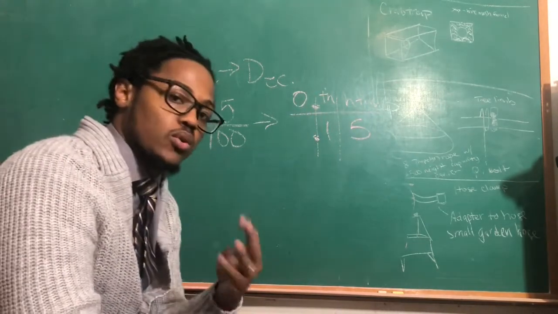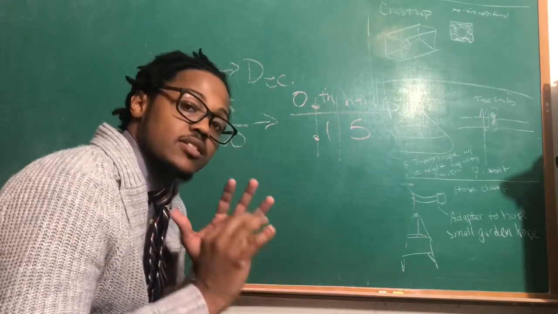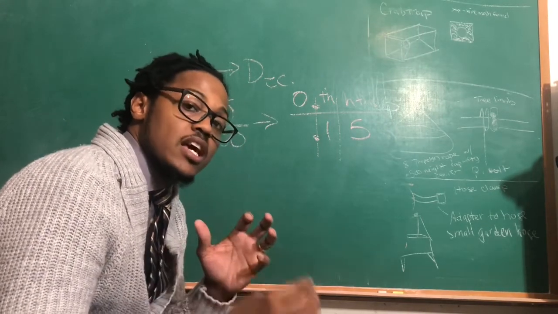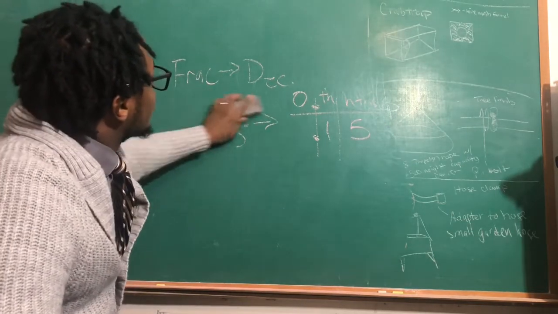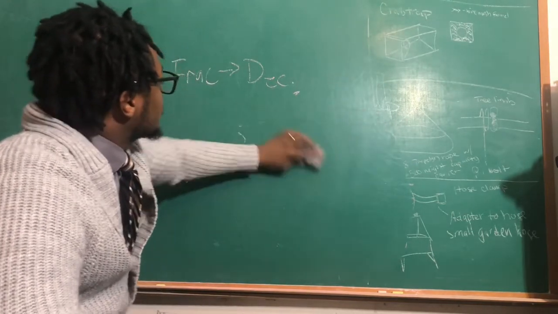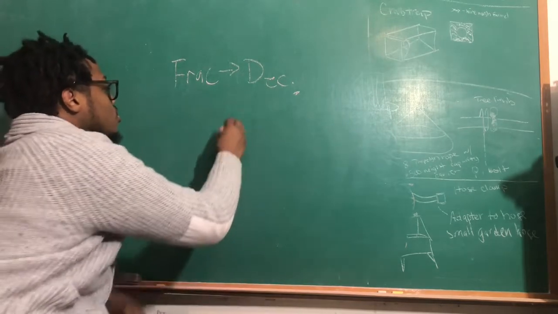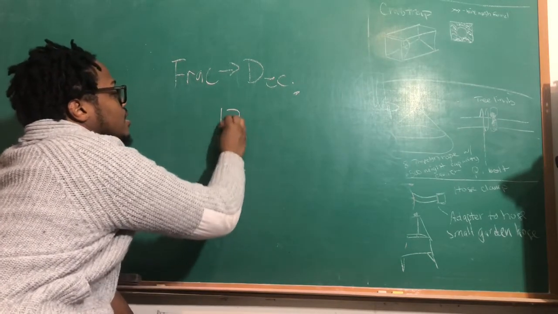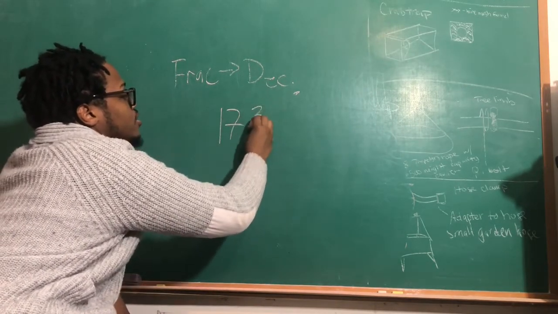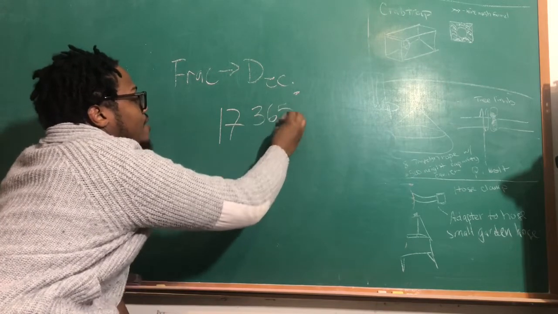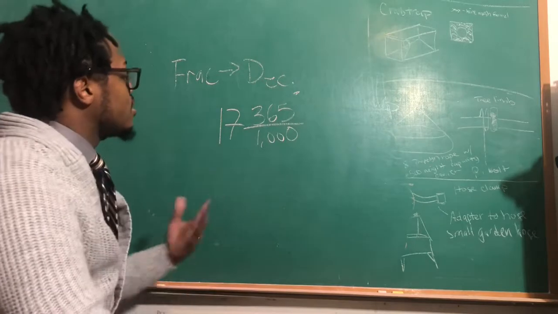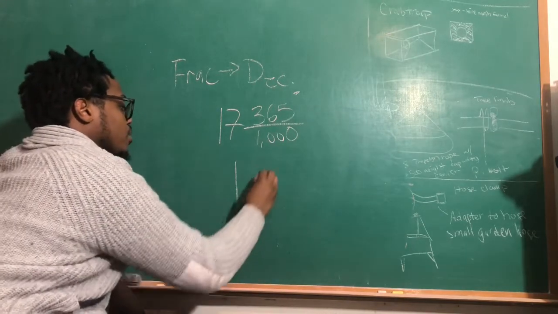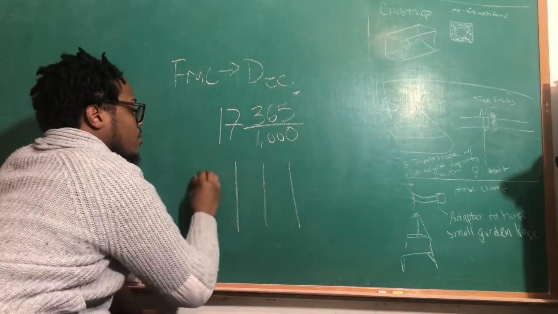Now that's 4th grade. 5th grade is pretty much the same thing. The only thing that's different is you go to the thousandths place. So let's mix this up. Let's make the numbers a little bit larger and go to the thousandths place. We'll do 17 and 365 thousandths, okay? All we're going to do is add a different place value here. So I'll just set this up like so.